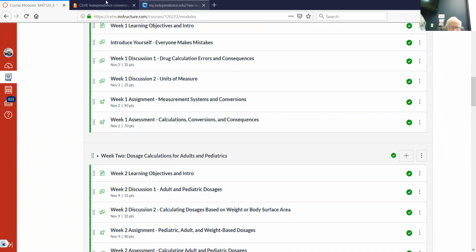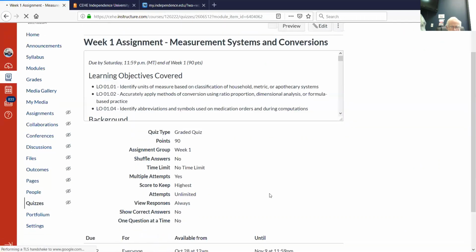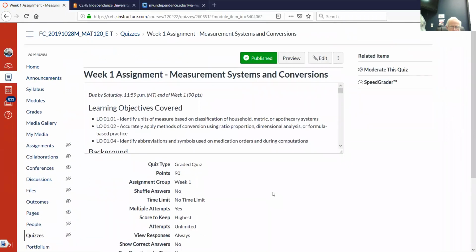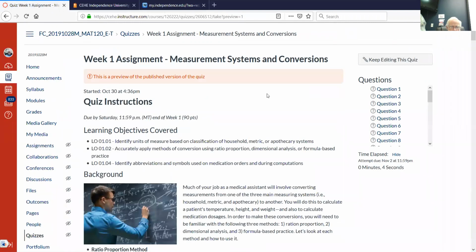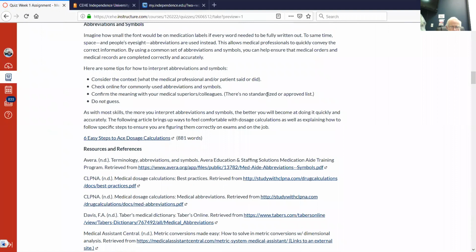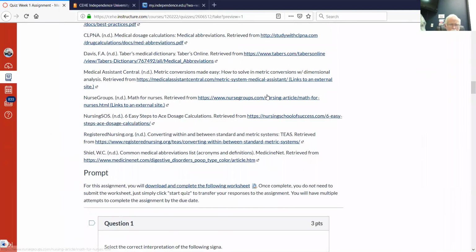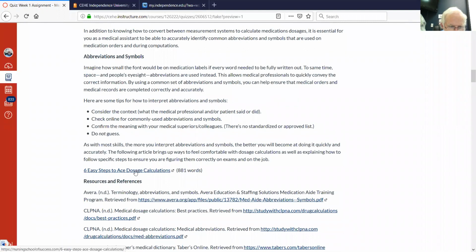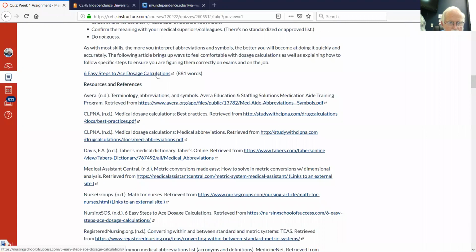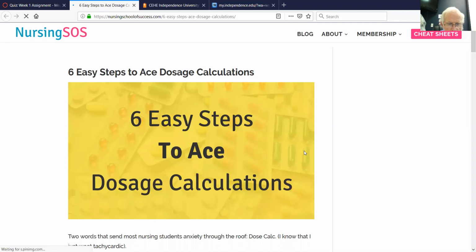Your assignment in week one is actually kind of a quiz. If we look at the quiz, I'm going to preview it here. There is some discussion, and there are some sites here that take you to some videos and some PDFs, which you probably need to spend some time going through.